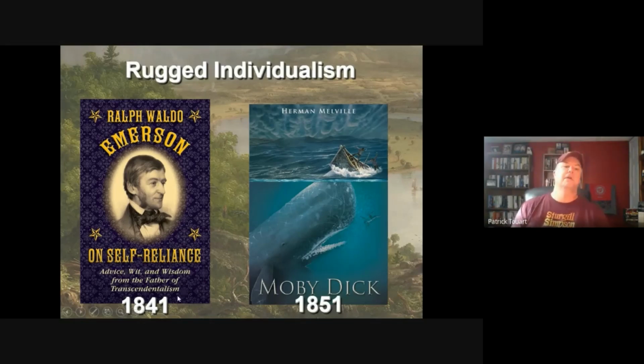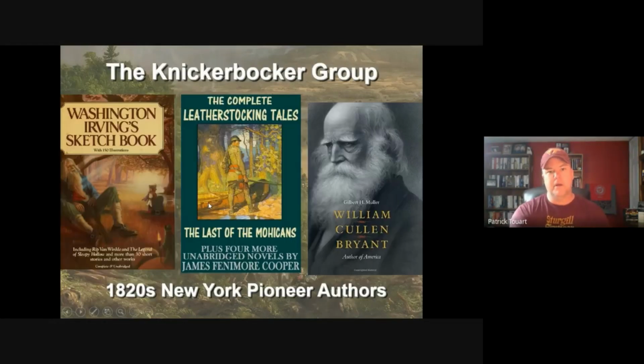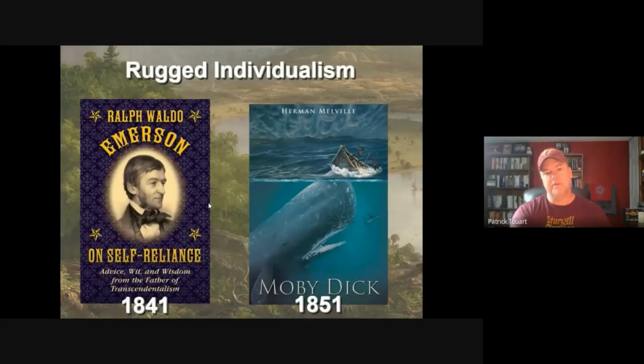It certainly is a virtue that we as Americans have prided ourselves on. And he will be the sort of granddaddy, or here it says the father of the next major literary period, which is called Transcendentalism. So Emerson is sort of the bridge from the Knickerbocker Group period into the next period of the Transcendentalists.